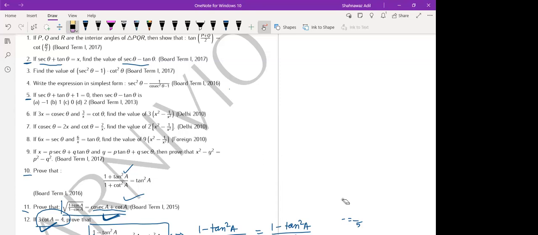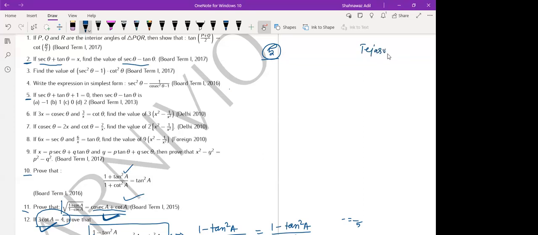Yes, please solve this fifth one and tell me what you guys are getting. Is there any doubt in this fifth one, or are you guys solving this one? So I got the answer is minus 1. Minus 1.